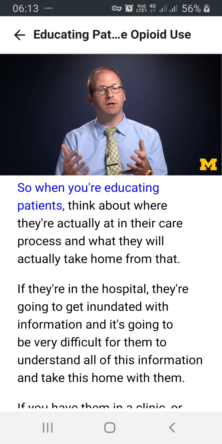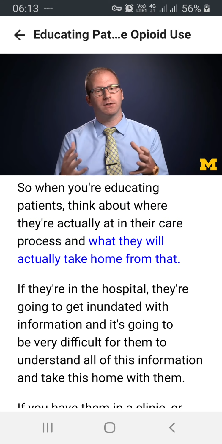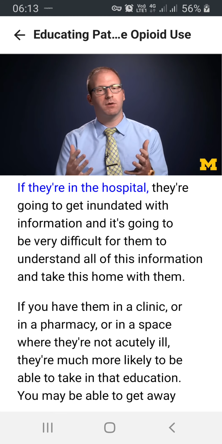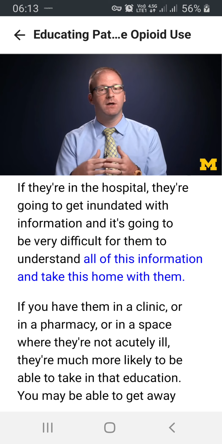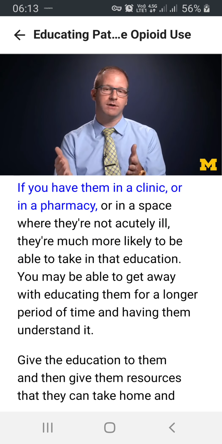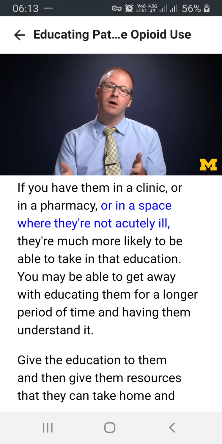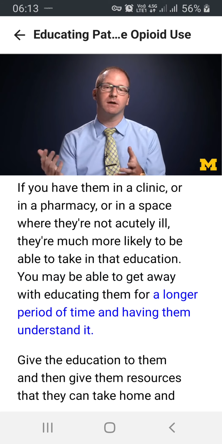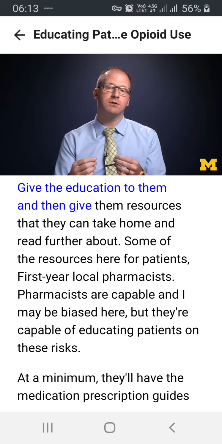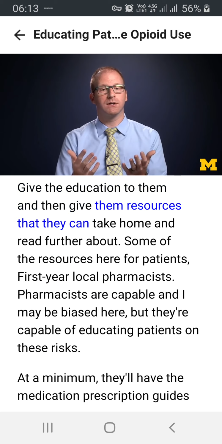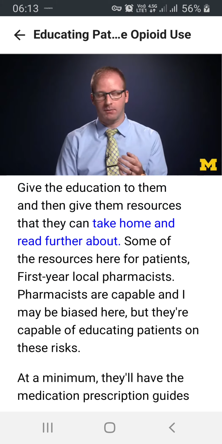So when you're educating patients, think about where they're actually at in their care process and what they'll actually take home from that. If they're in the hospital, they're going to get inundated with information, and it's going to be very difficult for them to understand all of this information and take this home with them. If you have them in a clinic or in a pharmacy or in a space where they're not acutely ill, they're much more likely to be able to take in that education. You may be able to get away with educating them for a longer period of time and having them understand it. Give the education to them, and then give them resources that they can take home and read further about.